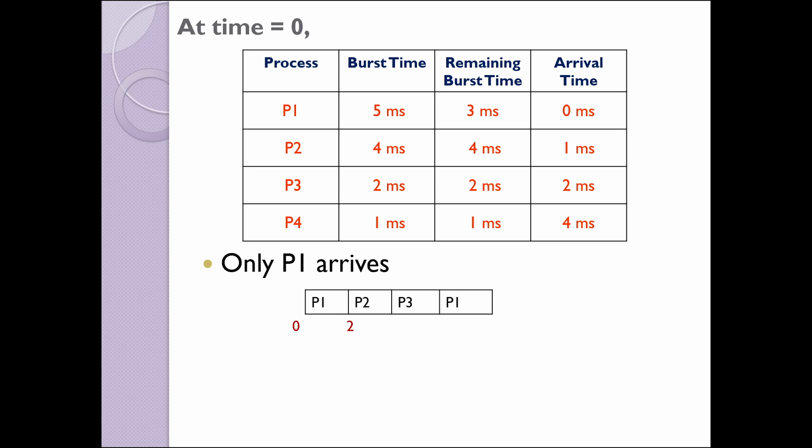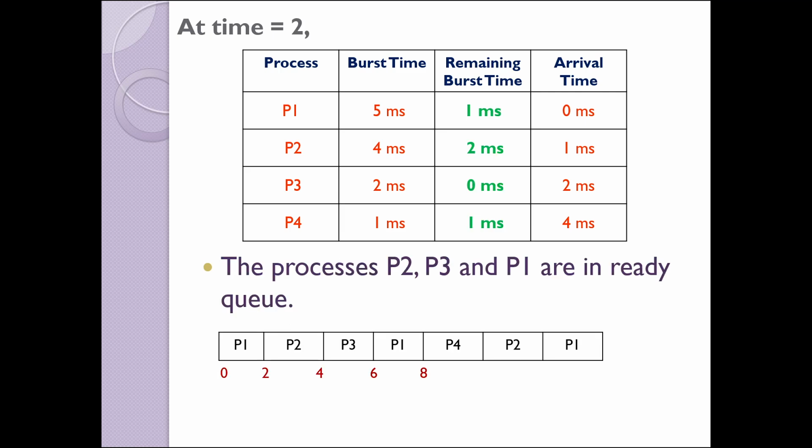At time 0, process P1 only arrives. So, P1 only executes. At the time of 2, P2, P3, P1 are waiting in the waiting table. At time 2, P2, P3, P1 execute until the time of 8.